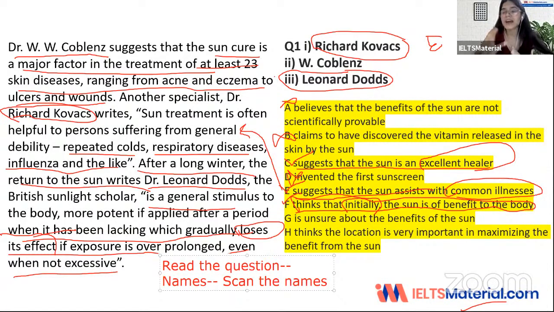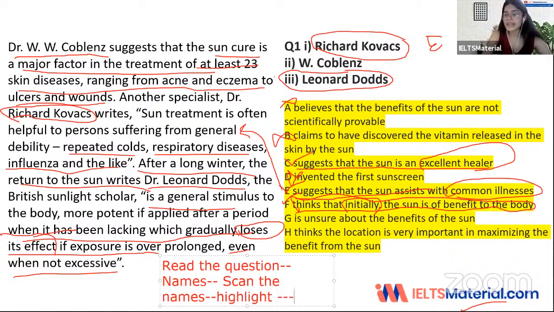Remember that the names will most probably be shortened. Mr. John Gray becomes Mr. Gray. Or W. Koblenz is given in the question, however the paragraph says Dr. W. Koblenz. So you have to keep in mind that not exactly the same name will appear in the paragraph. While scanning, you must remember this. After scanning, you highlight the words. Preferably use colored pens so that you don't confuse the names, and it is easy for you to get to Richard Kovacs or W. Koblenz, because you have highlighted them in different colors.